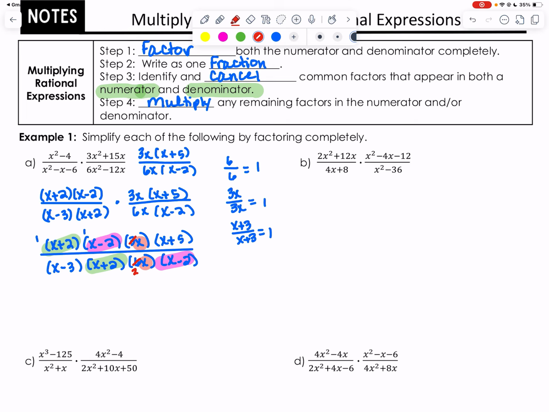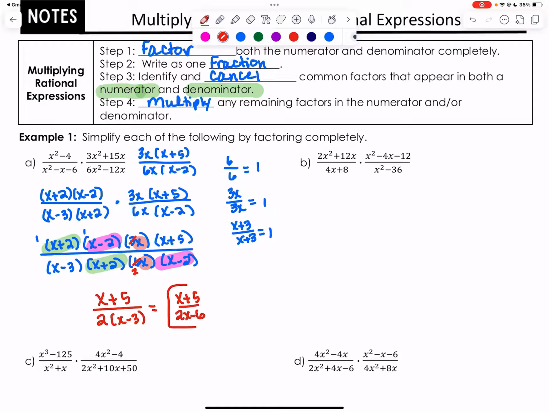So let's look what's on top in the numerator. We have a 1 times a 1 times a 1 times x plus 5. So the only thing that's left on the top, oops, I didn't want that. Let me change that to blue. The only thing we have left on the top is x plus 5. Now let's see what we have on the bottom. We have an x minus 3 and a 2. So this could be written as 2 parenthesis x minus 3. You might also see this answer written like this. Same thing. Okay.